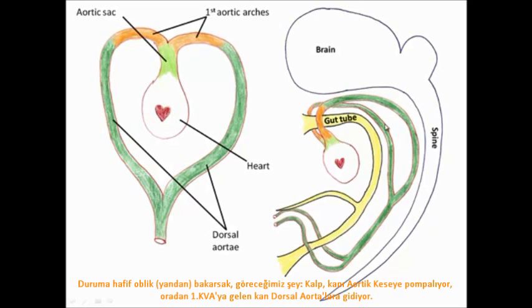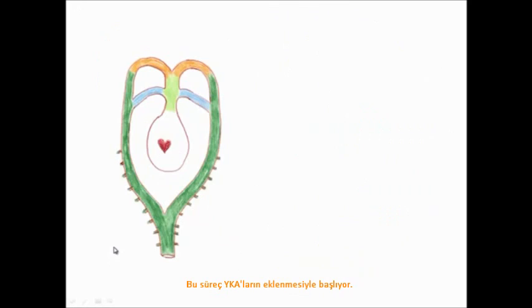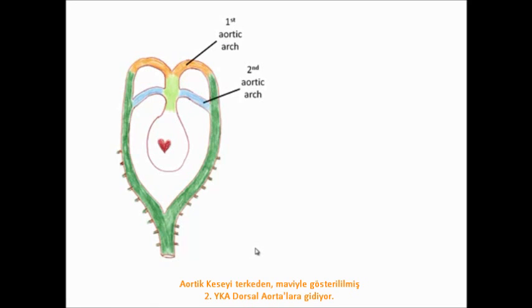This is located dorsal to the gut tube, which is forming here in yellow, but ventral to the developing brain and spine, the central nervous system, which will be shown in blue hereafter. Now we go a little bit further along in development, and this process just starts adding arches. The first arch is still there in orange, but we now have second aortic arch in sky blue, leading off the aortic sac to the dorsal aorta.